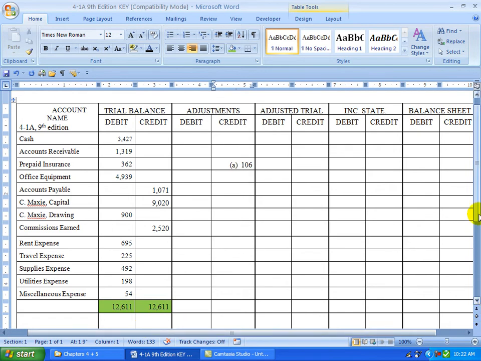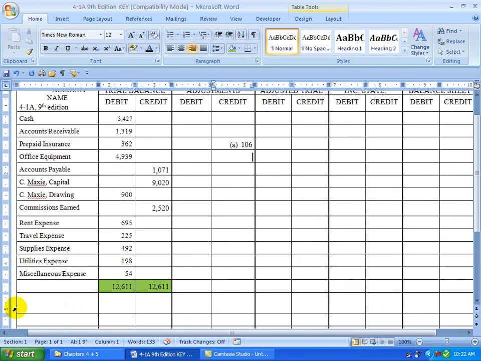The amount that we have used up, the $106, represents insurance expense for us. So we would write in insurance expense, and that would be a debit. We're going to put that over in the debit column, and again, it's going to be identified with an A in parentheses. So we will later make a journal entry where we debit insurance expense for $106 and we credit prepaid insurance to bring that asset account into line with the current value.